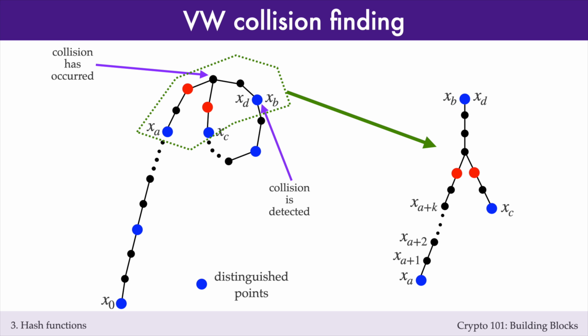Suppose that the sequence from xa to xb is k longer than the sequence from xc to xd. We then begin with xa and compute k terms of the sequence up to xa plus k. Now, xa plus k is equidistant from xb as xc is from xd. So beginning with the pair xa plus k and xc, we advance the pair one at a time until we detect that a collision has occurred. The collision then is the previous pair shown as the red dots.